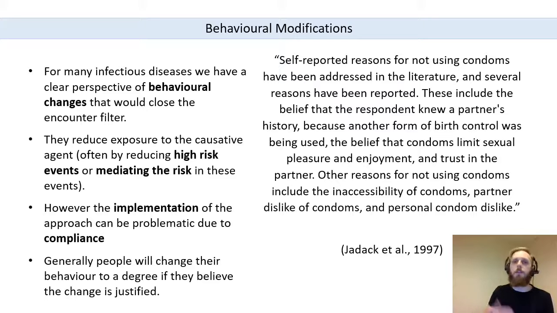There's layers of reasons why individuals might not engage in condom use, and some of those are defined in this paper here. This paper is not just referring to condom use in non-monogamous sexual encounters, it's also monogamous sexual encounters as well, but the principle is the same. So some of these reasons are the respondent claimed they knew a partner's sexual history, because another form of birth control is being used, and the belief that condoms limit sexual pleasure and enjoyment, and trust in the partner. So they trust the individual, so they don't see themselves as participating in a high-risk activity. Other reasons include inaccessibility of condoms, partner disliking condoms, or personal condom dislike. So they just don't want to engage in sex with condoms, or their partner doesn't want to engage in sex with condoms.